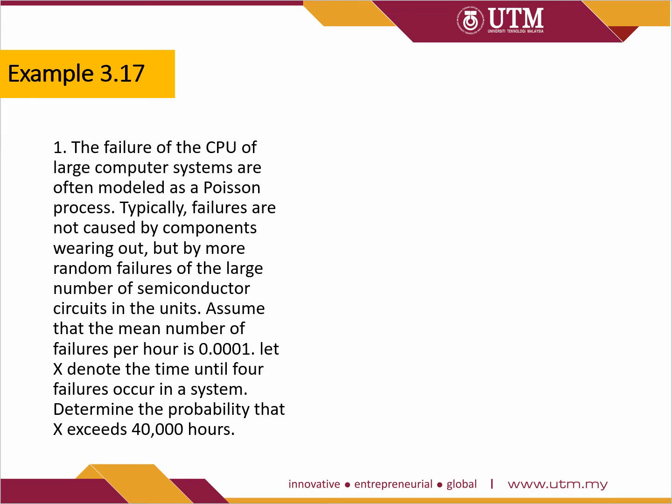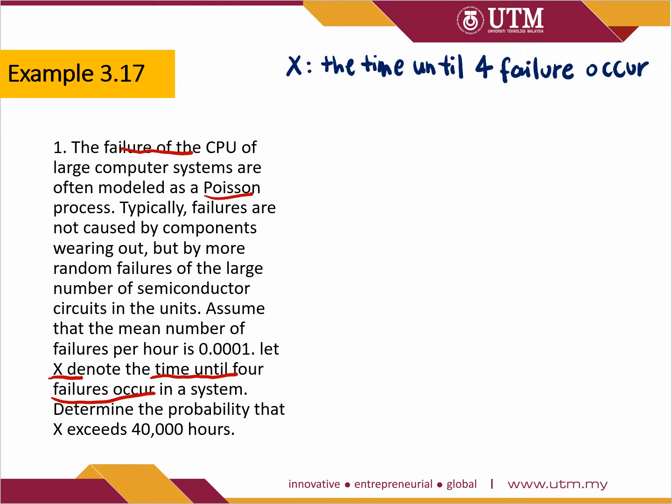So the failure of the CPU is modeled as a Poisson process, and given the random variable x is the time until 4 failures occur in a system. So let me just rewrite this. x is given as the time until 4 failures occur in a system. Okay, so we need to find x exceeding 40,000, meaning that the time exceeds 40,000 where 4 failures occur.